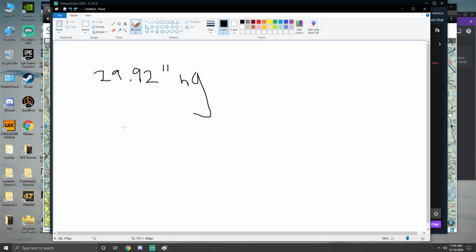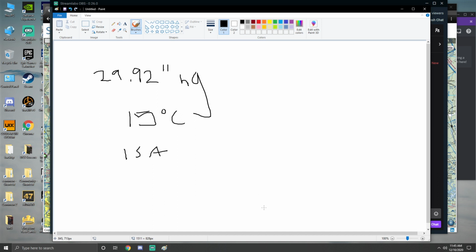29.92 inches of mercury at standard pressure. Yeah, there he is. 15 degrees Celsius, or you say 59 degrees Fahrenheit. So this is at sea level: 29.92 inches of mercury, 15 degrees Celsius, and that's what's called an international standard atmosphere. Got it? Everybody got it? That's easy.